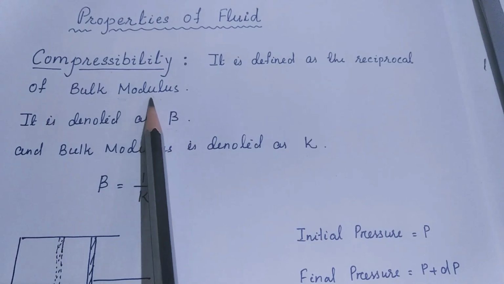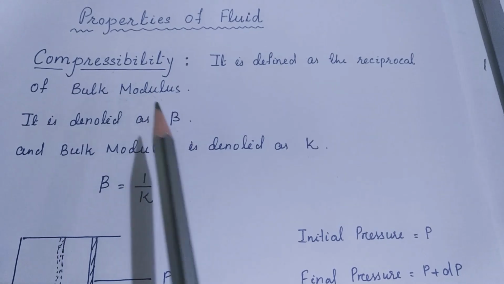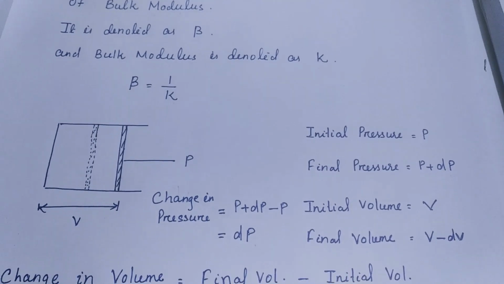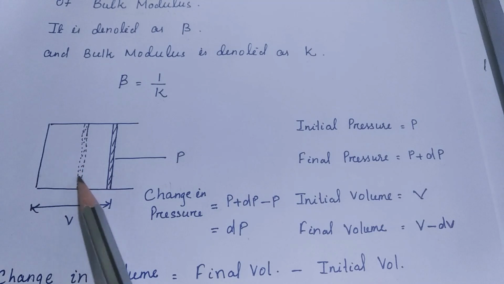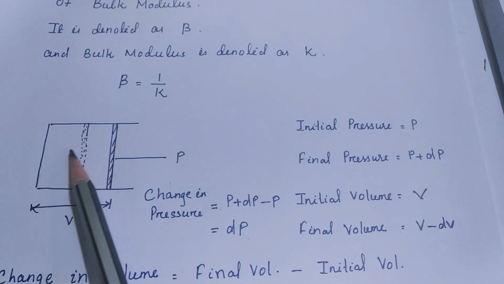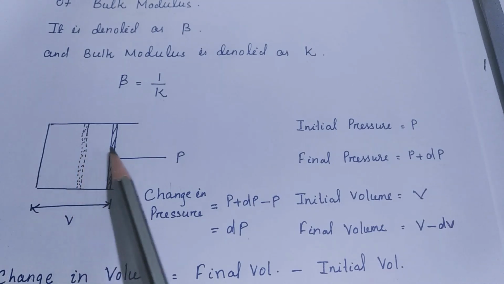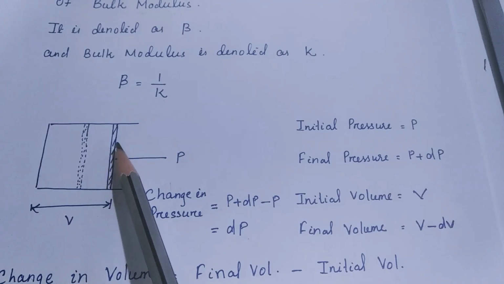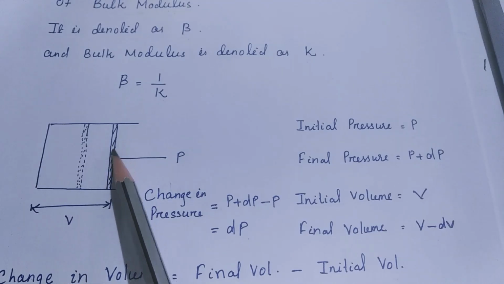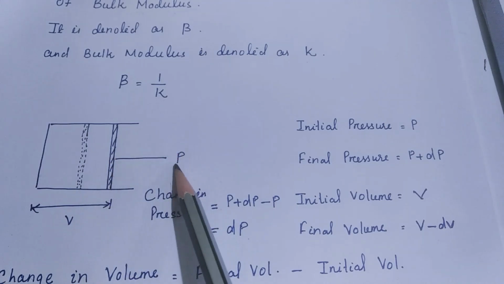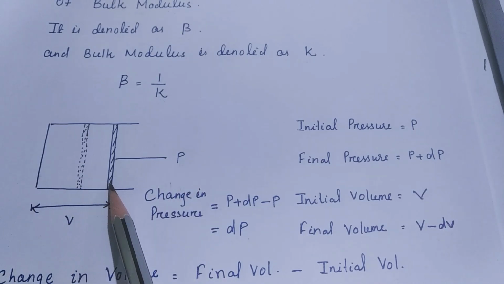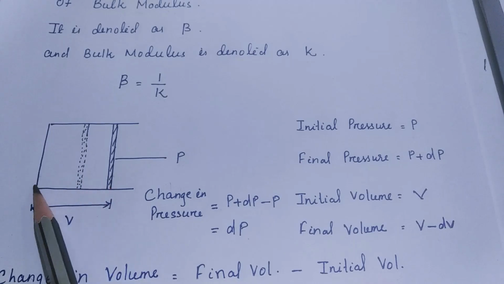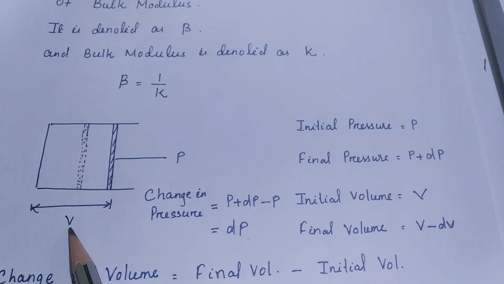Let us understand what bulk modulus is. For this, let us assume a piston cylinder arrangement. Within this, we assume some fluid is there. To this piston, initially, some external force is applied, due to which we consider there is an initial pressure, that is P. And the piston is here. It means we consider this as the initial volume, that is V.